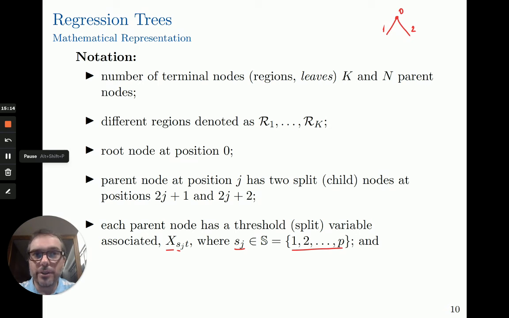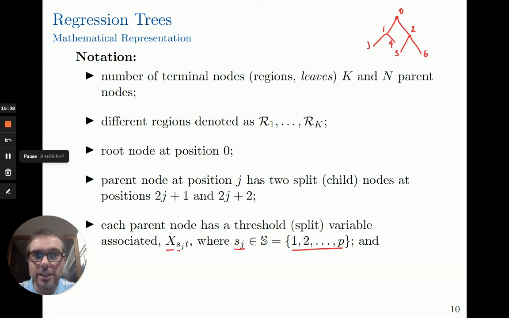Let's take the position 2. We are going to divide it again. So this will be 2 times 2, 4, plus 1, 5, and this will be 6. Because here, if we split this node here, we are going to have 3 and 4.